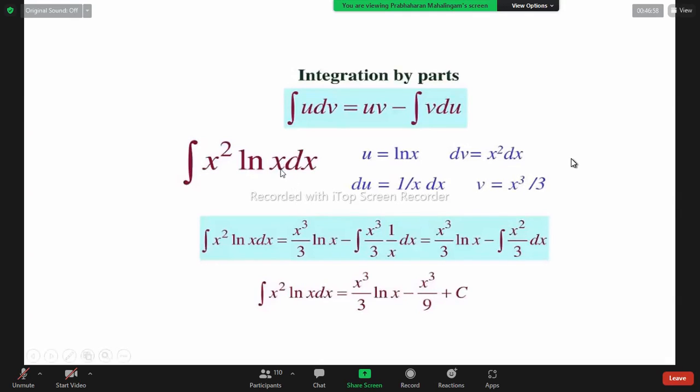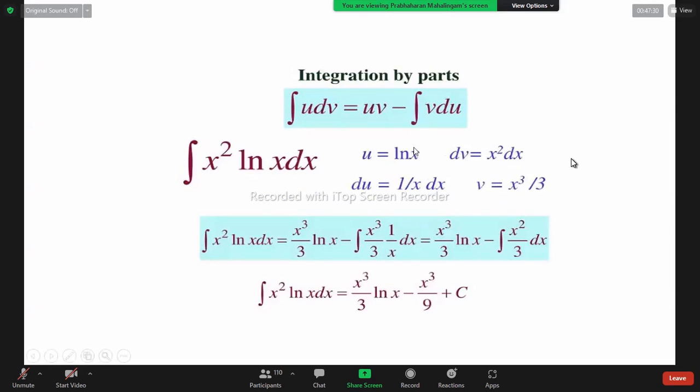If x is alone, one x is there, or otherwise x is in series form, additive or subtractive form, don't use u v. Hello, x square minus ln x, don't use it. x square plus ln x, don't use this integration by parts. Whenever these two functions are in multiple form, in multiple manner, use it.